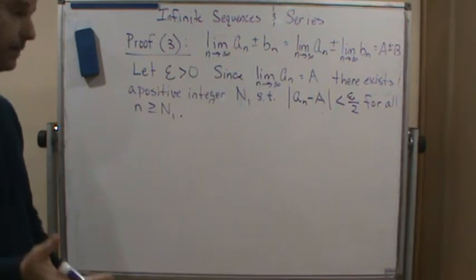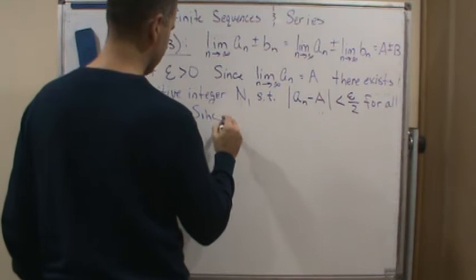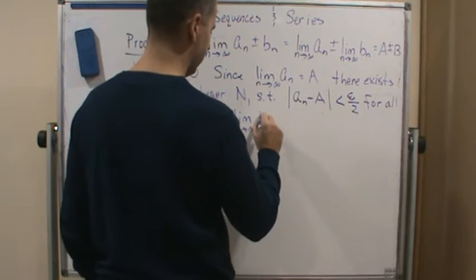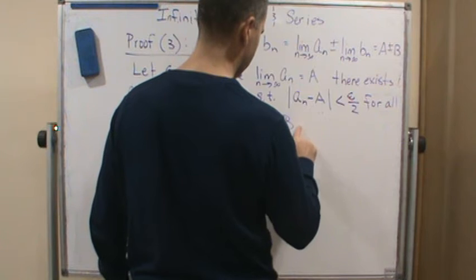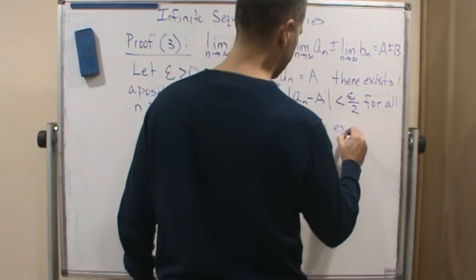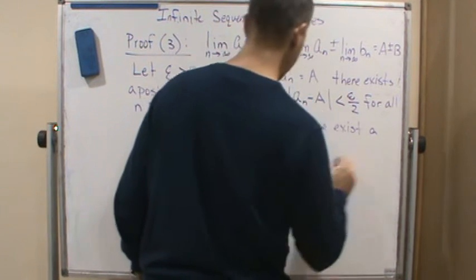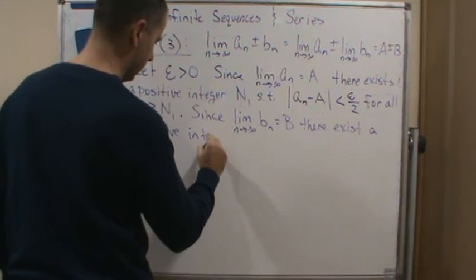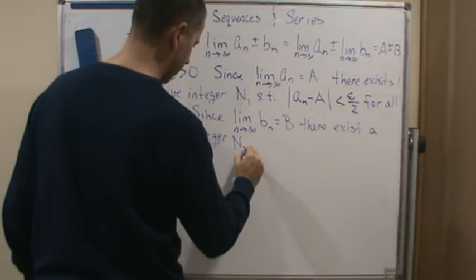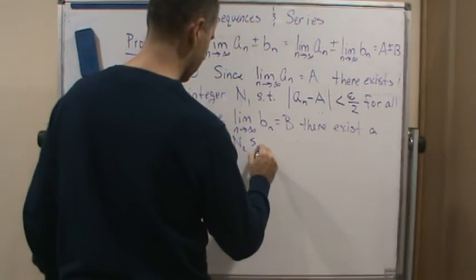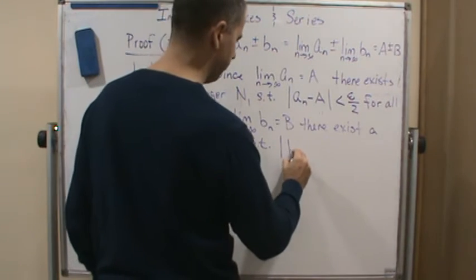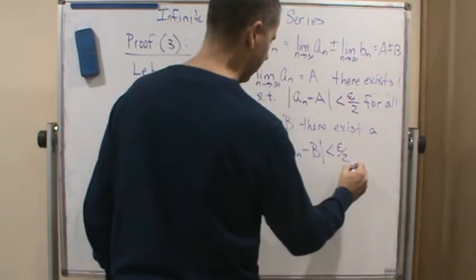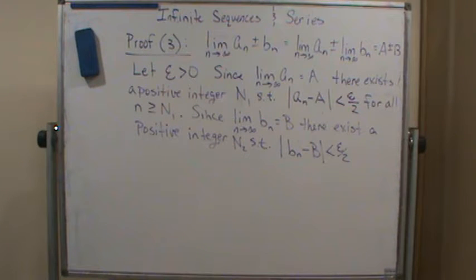And then I'm going to say the same thing for b sub n. Since the limit as n approaches infinity of b sub n equals b, there exists a positive integer n2 such that the absolute value of b sub n minus b is also less than epsilon over 2. Okay?